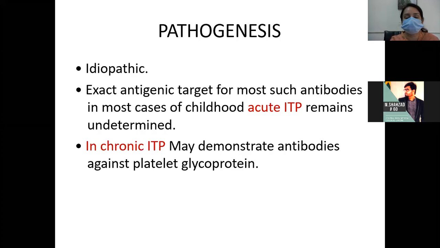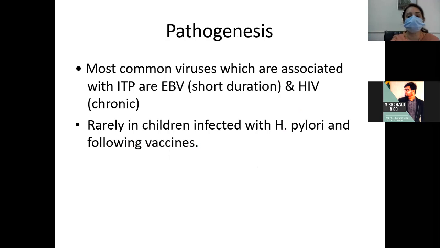So you should know there are two basic types of ITP. Number one is acute ITP and the second is chronic ITP. Acute ITP is most common in childhood, and in chronic ITP, it may demonstrate antibodies against the platelet glycoproteins. So next are the most common viruses which are associated with ITP, with which it is basically exposed. These viruses are basically Epstein-Barr virus, with a short duration, and HIV in chronic, and rarely in children infected with H. pylori and following vaccines.